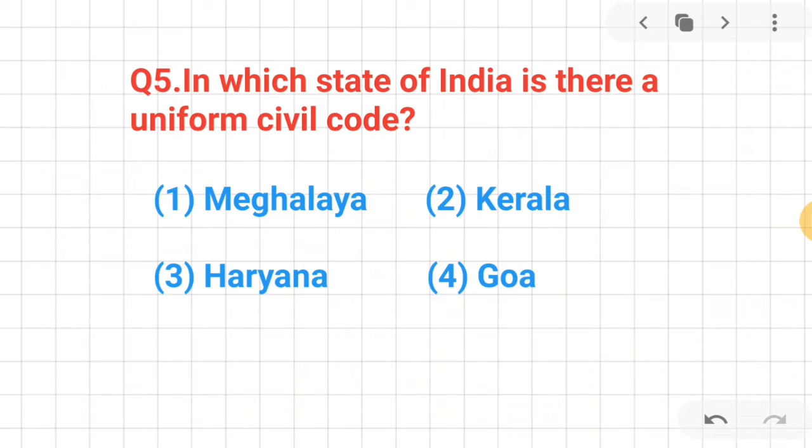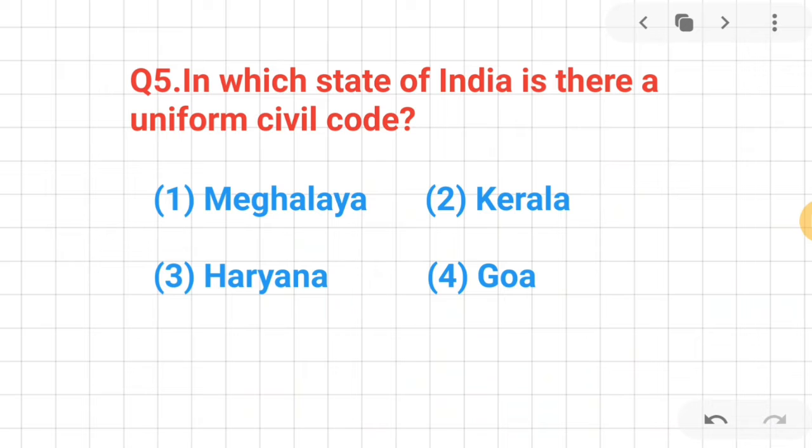Question number 6. In which state of India is there a uniform civil code? For your kind information, please note down that a uniform civil code involves having a common set of laws related to marriage, divorce, succession and adoption for all Indians, instead of allowing different personal laws for people of different religions.